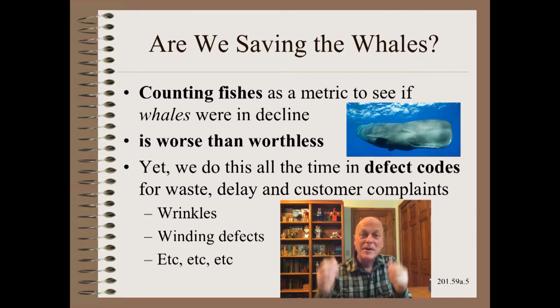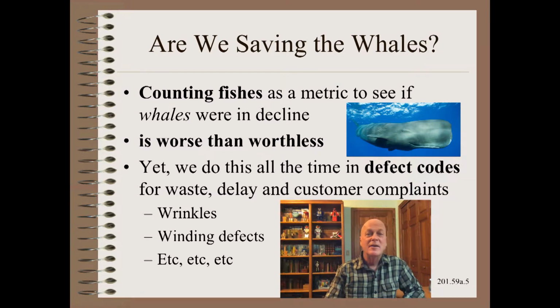So, why are we bothering with this? The super practical reason is that if you want to know if you are making any progress on a particular problem, such as saving the whales, you can't do that by sampling or counting fish. Yet, we do this all the time in our defect codes for waste, delay, and customer complaint. We, for example, lump all wrinkles together even when they are not likely caused in the same part of the machine and likely have totally different root causes and thus solution options.